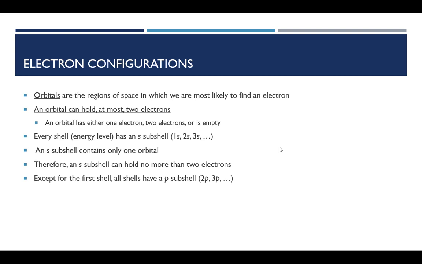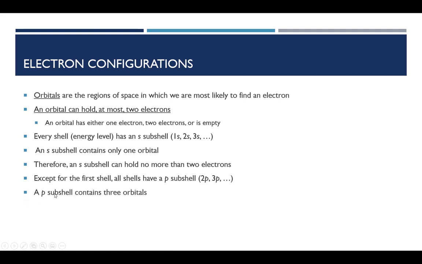Moving on to the P's. Except for the first shell, every shell has a P subshell. So there's no 1P, but there is 2P, 3P, etc. Let me say that again: there is no 1P, but there is 2P, 3P, etc.